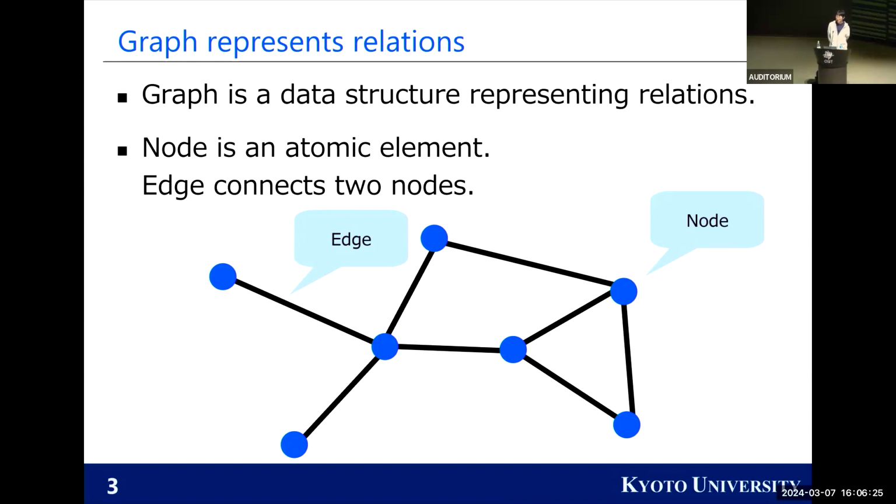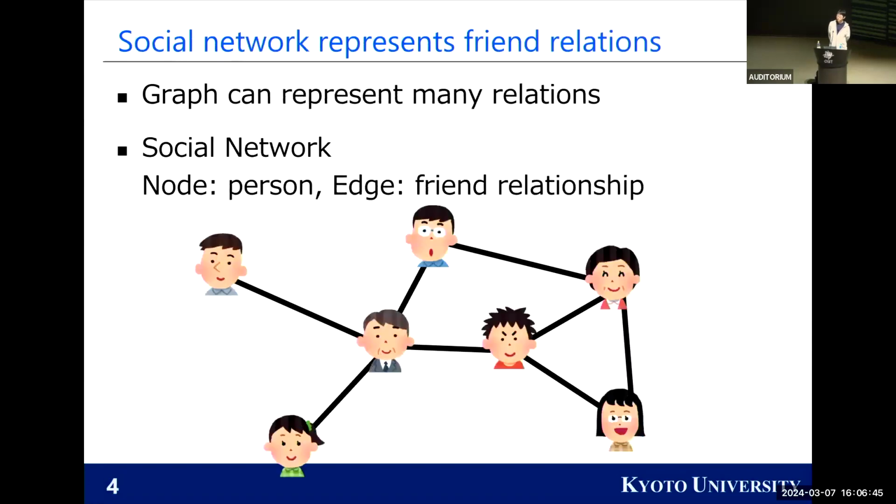And this is an illustration or visualization of a graph. And mathematically, a graph is defined as a pair of the set of nodes and the set of edges. And this is an abstract definition of a graph. And to make it concrete, we need to specify what node means and what edge means. For example, if we said the node is a person and edge is a friend relationship, then the graph is a social network, which shows the social relationships between people.